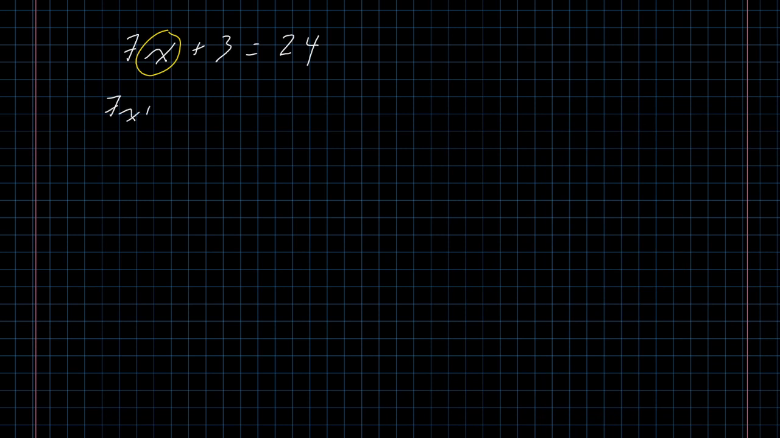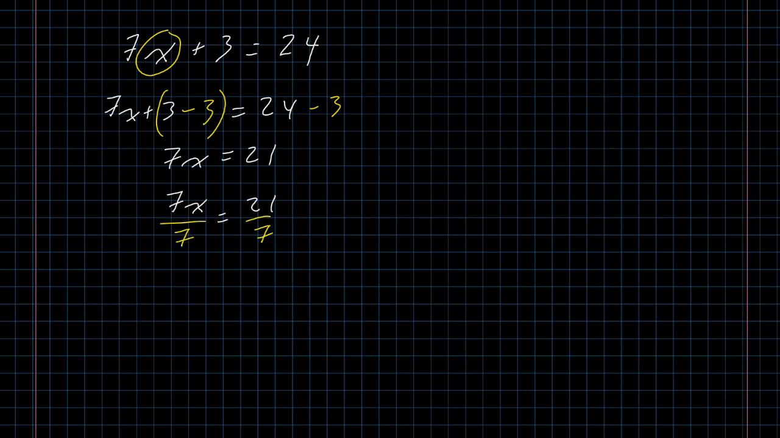So 7x plus 3, we want to get rid of plus 3, so we subtract 3. And if we subtract 3 on the left-hand side, we have to subtract 3 on the right-hand side as well. Plus 3 minus 3 is just 0, and adding 0 doesn't do anything, leaving us with 7x. On the right-hand side, 24 minus 3 is 21. Now we're left with just one operation. There's only multiplication left, so clearly that's the next thing that has to go. We get rid of the multiplication by dividing by 7. 7 divided by 7 is 1. 1 times x is just x. 21 divided by 7 is 3.